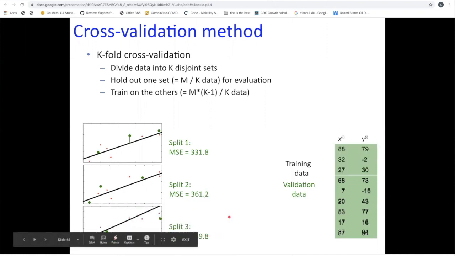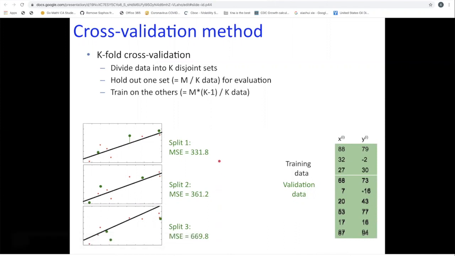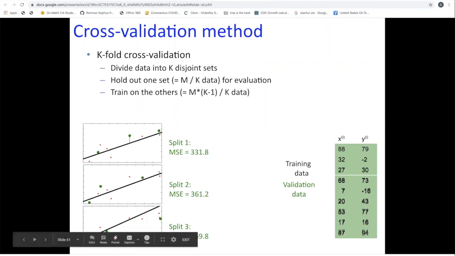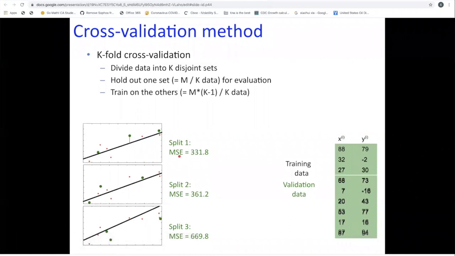And finally you proceed to the final split, split 3. In split 3, you use the top 3 samples for evaluation and the bottom 6 for training. You get a slightly new line, learn the parameters, and then calculate the MSE. So by doing this k-fold cross-validation, you learn 3 different models, all linear, and as a result you get 3 different MSEs. That is the evaluation based on this data set.